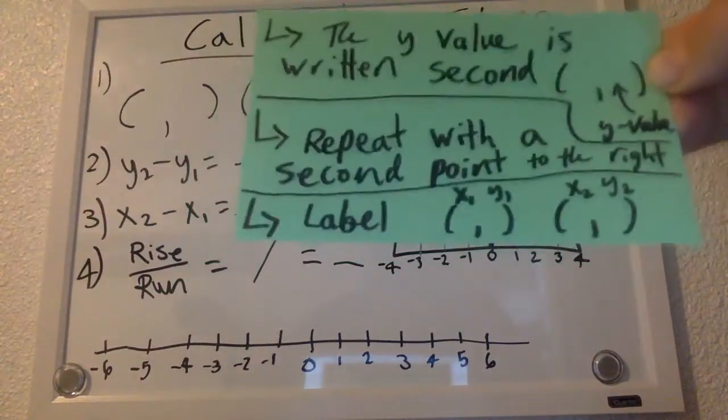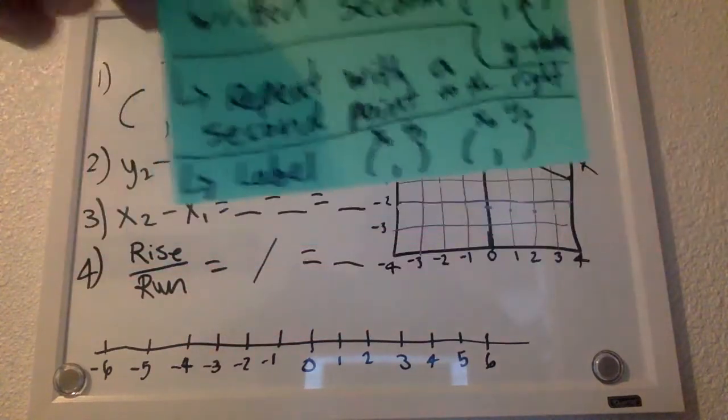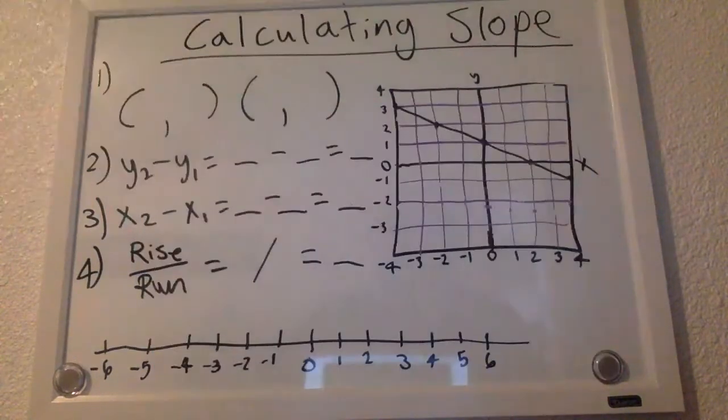That's step one. And I will be going through an example when I'm done with the notes. I just want you to have notes down so you can kind of follow along with them. All right. So step one, pick 2 points and label them.